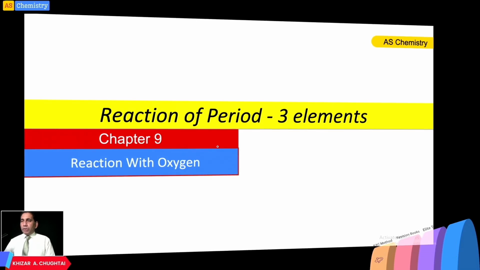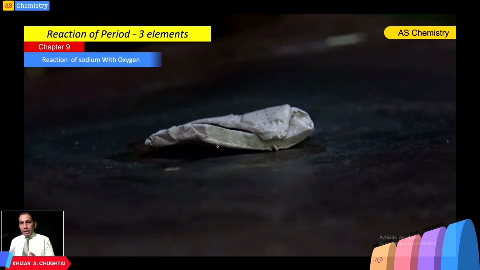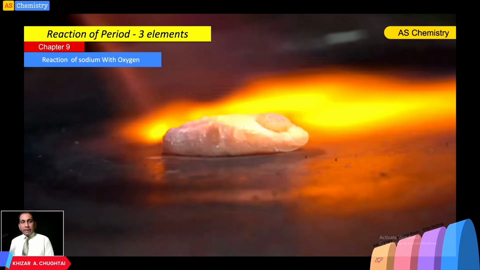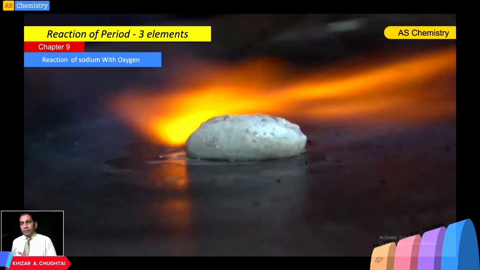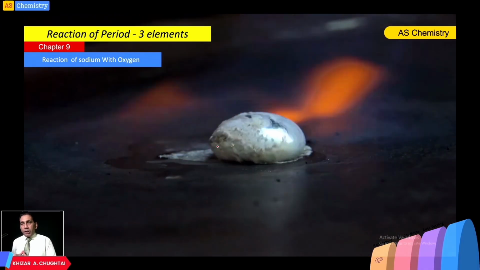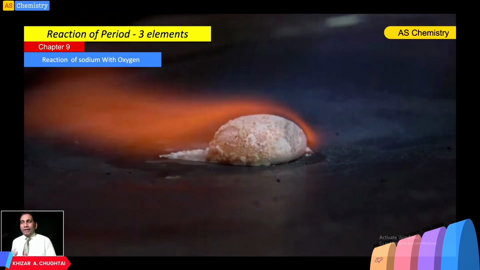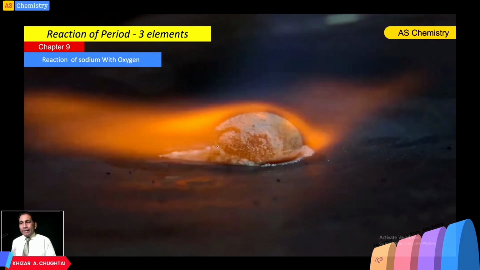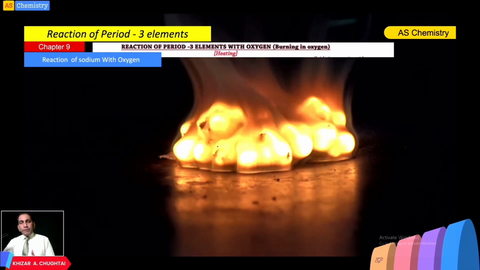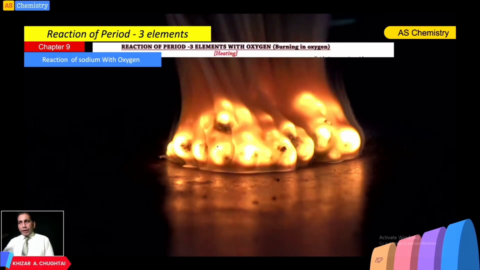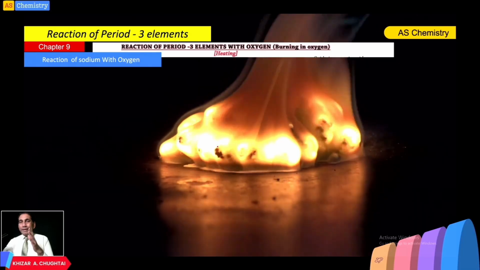In case of oxygen, number 1, we have to heat. For example, in this case, you can see that sodium is being heated with oxygen. When the sodium is allowed to react with oxygen, especially on this hot plate, it is going to make sodium oxide. As I told you, all these period 3 elements are supposed to react with oxygen, but the condition is heat.